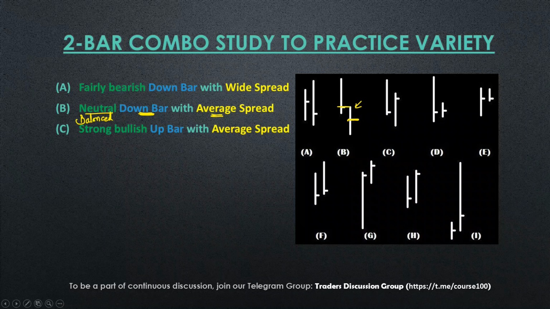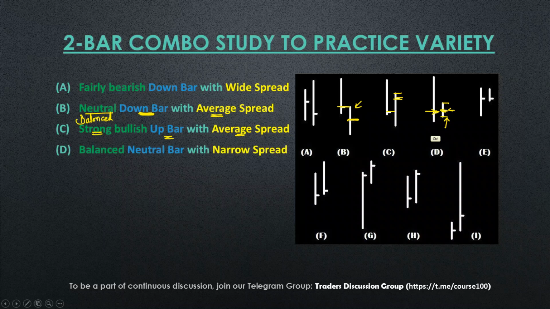Next one is closing near the highs. So it's a strong bullish bar. Close is above the previous close, up bar, and spread is almost the same, so we will say average spread. Now next bar, this one. Close is near the middle, close is near to the previous close, and the spread is narrow. So this will be a balanced neutral bar.